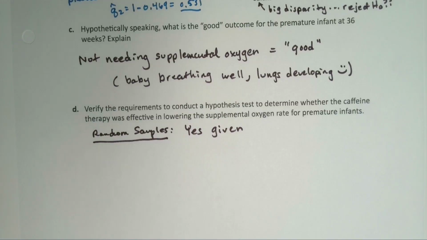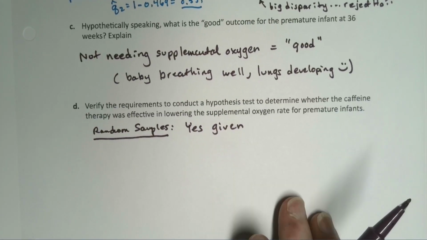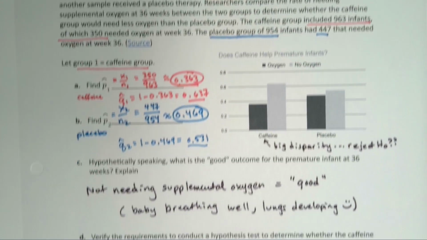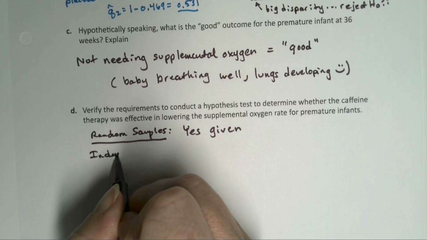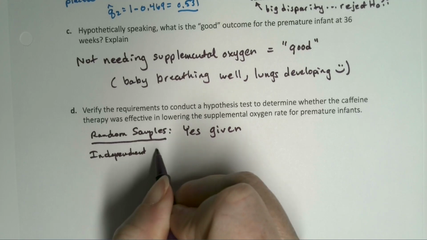Of course, you can't make babies randomly premature. That doesn't work, but it does say right here that they were randomly placed, so we're good there. Now we need independent samples. Now this is new. This is new to this chapter.